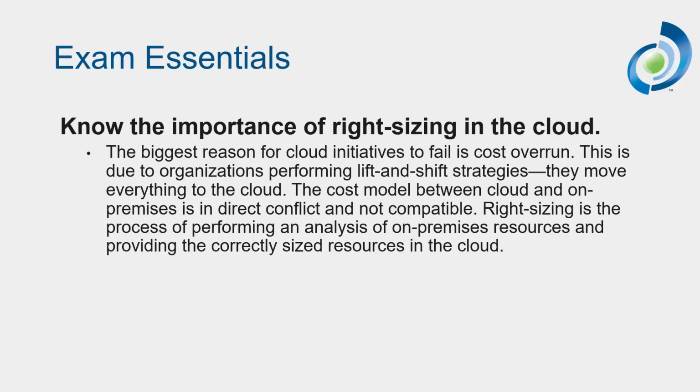This is due to organizations performing lift and shift strategies. They move everything to the cloud. The cost model between cloud and on-premise is in direct conflict and not compatible. Right sizing is the process of performing an analysis of on-premise resources and providing them correctly sized resources in the cloud.